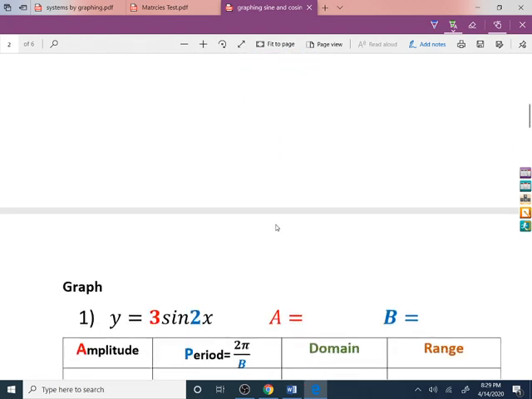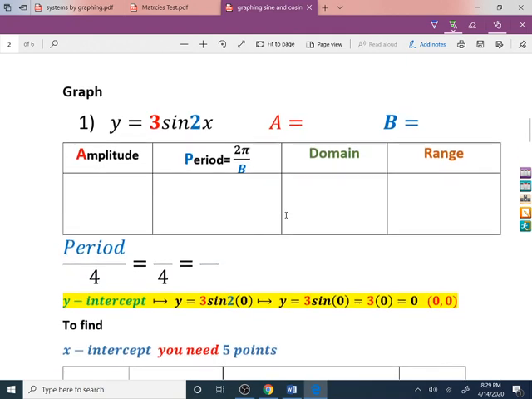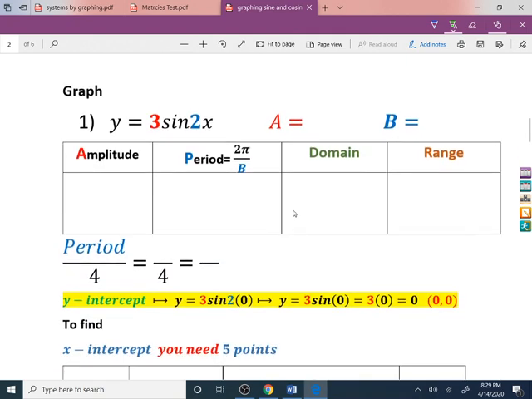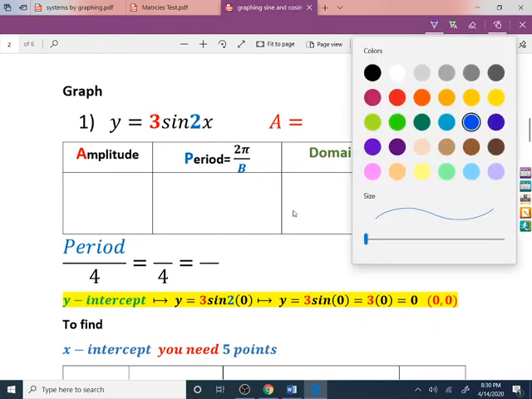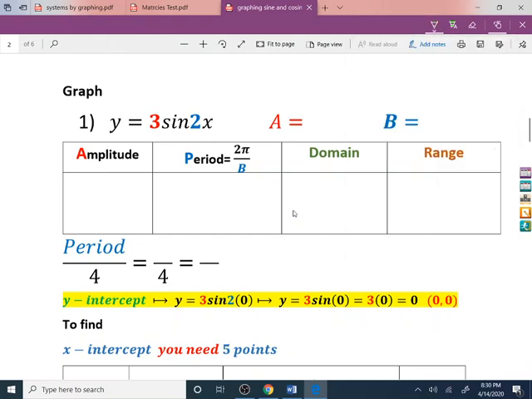Let us take some example. Always the example gives me the clear concept. This example: y equal, let me write, y equals a sine bx.